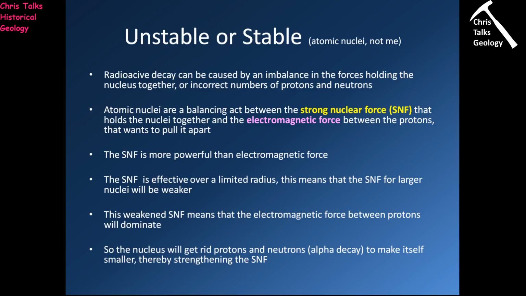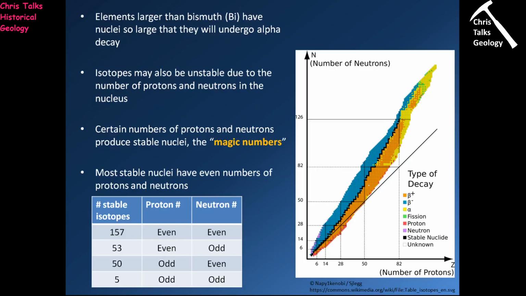And hopefully, by getting rid of protons and neutrons, you will get to the point where the strong nuclear force is able to become stronger than the electromagnetic force. And when that happens, your nucleus will be stable and it will no longer want to tear itself to pieces. So an imbalance in the forces, the strong nuclear force and the electromagnetic force, is typically due to very large nuclei. And very large nuclei will often try and achieve balance through alpha decay by getting rid of material. So that's problem number one and how to solve it.